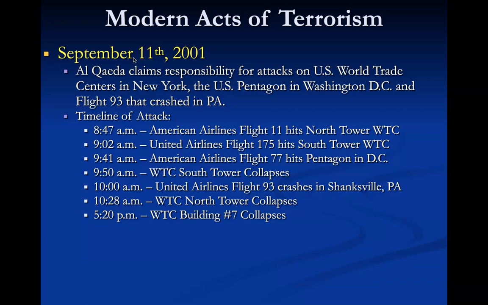American Airlines Flight 77 hits the Pentagon in D.C. The World Trade Center South Tower collapses. Flight 93 crashes in Shanksville, Pennsylvania. There is a memorial there where it did crash. The North Tower then collapses. And then Building 7 of the World Trade Center, which is next to it, collapses. So this really changed everything in the United States. It really made us boost up security.